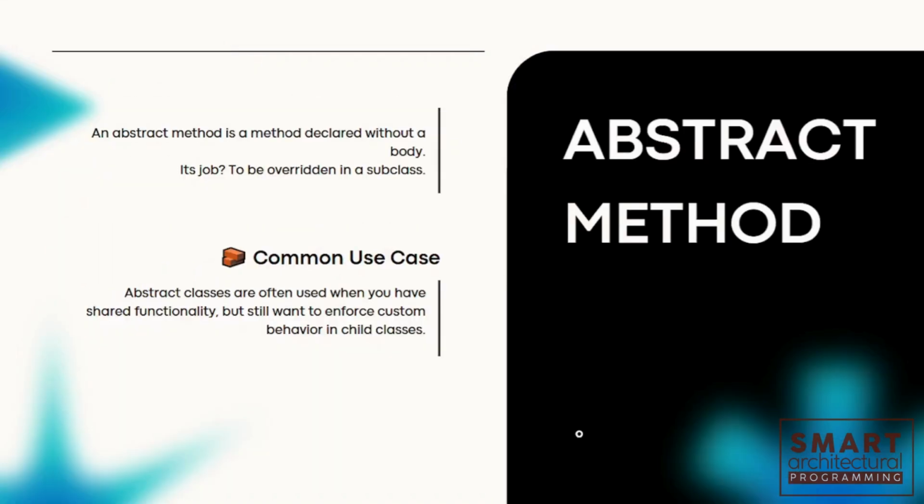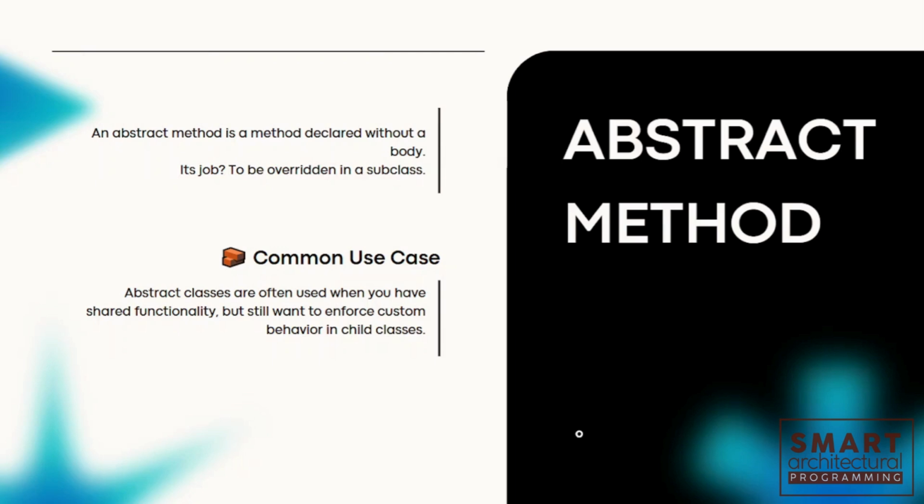But what is an abstract method, right? An abstract method is a method declared without a body. It's meant to be overridden by a subclass. Doesn't make much sense? Think of it like a promise that the subclass must keep, right? That somewhat clarifies it a little bit, but what is its purpose? What is the use case?